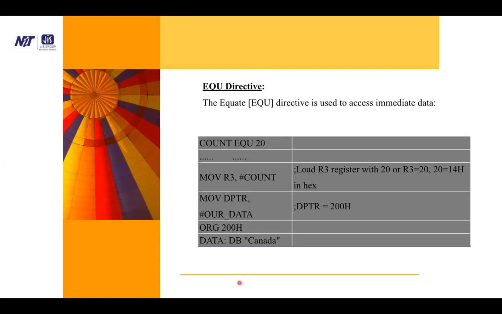EQU directive. The EQU directive is used to access immediate data. COUNTER EQU 20, then MOV R3, #COUNTER. This loads the R3 register with 20, or R3 equals 20. 20 is equal to 14H in hex. Then MOV DPTR, #MYDATA, where DPTR is equal to 200H. After this, ORG 200H, MYDATA: DB "CANADA".